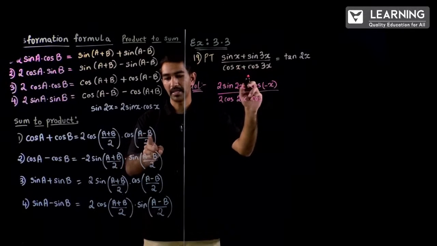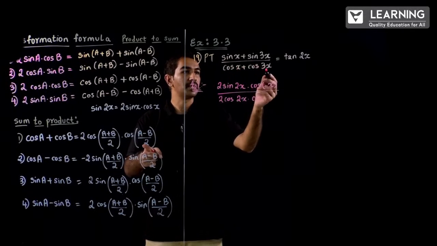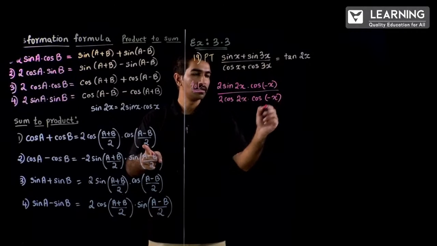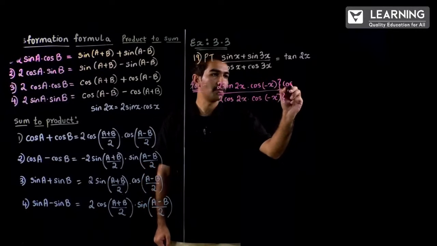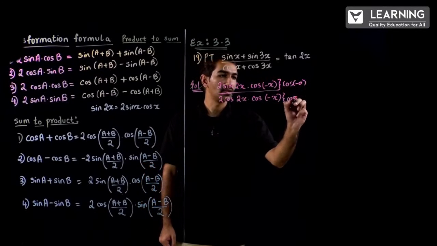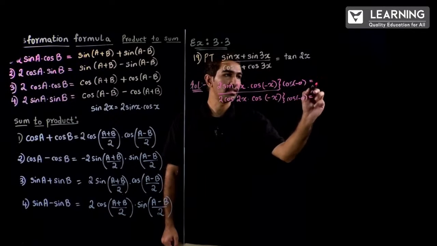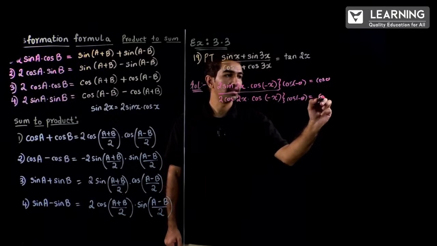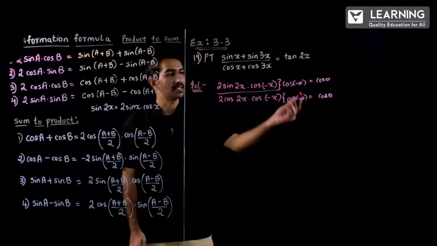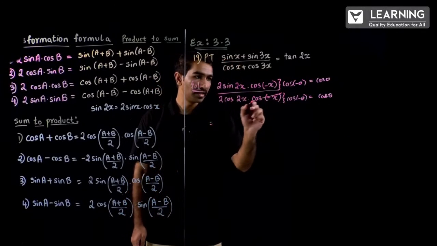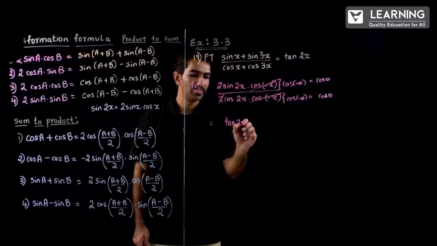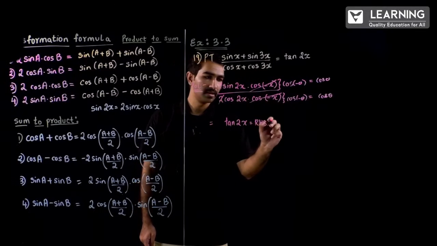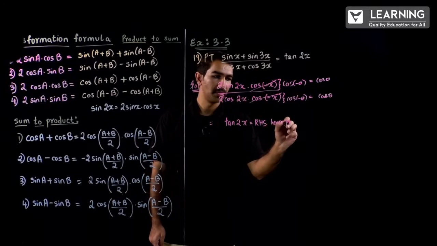A minus B by 2, right? x minus 3x is minus 2x, by 2 is minus x. So what is this, students? This and this are in the form of cos of minus theta, which lies in the fourth quadrant. So this is equal to cos theta and cos theta, correct? ASTC rule. So rewriting this again, we can directly cancel this because both are same. 2 and 2 also will get cancelled. Sin by cos is nothing but tan 2x, which is equal to RHS. Hence, proved.